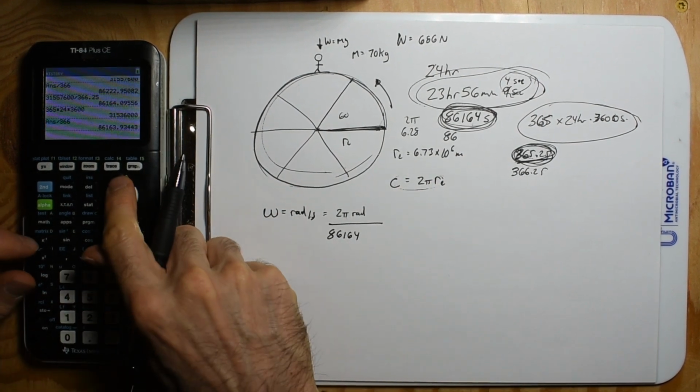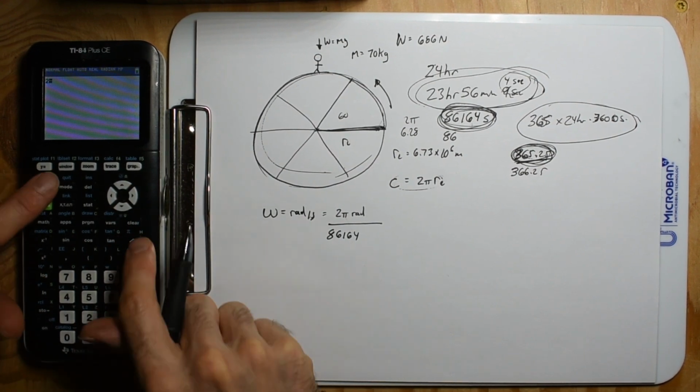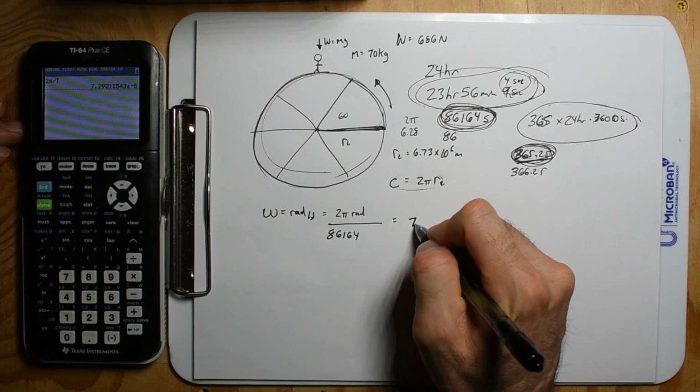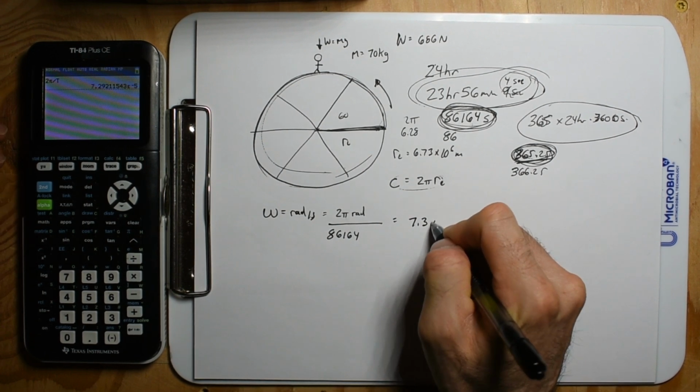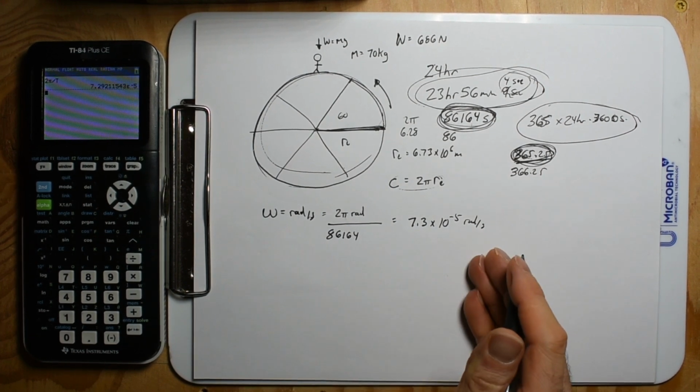86164. So I'm going to store that as my alpha t, and I'm going to go 2 pi divided by alpha t, and so this number pops up, basically 7.3 times 10 to the negative 5 radians per second. Hella slow.